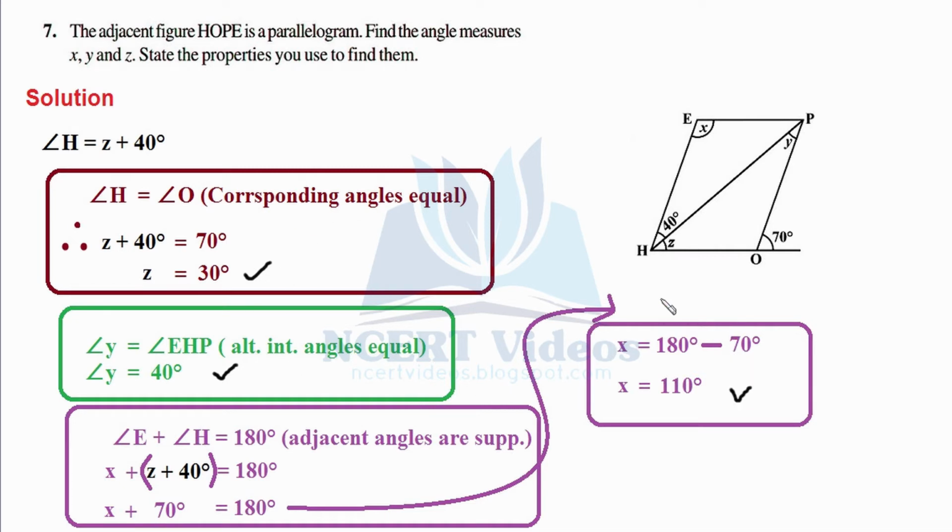With this, we have found all the three unknown angles, that is X, Y, and Z. Therefore, these are simple questions which require your basic understanding on the concepts of parallelogram. With this, question number 7 has been solved.